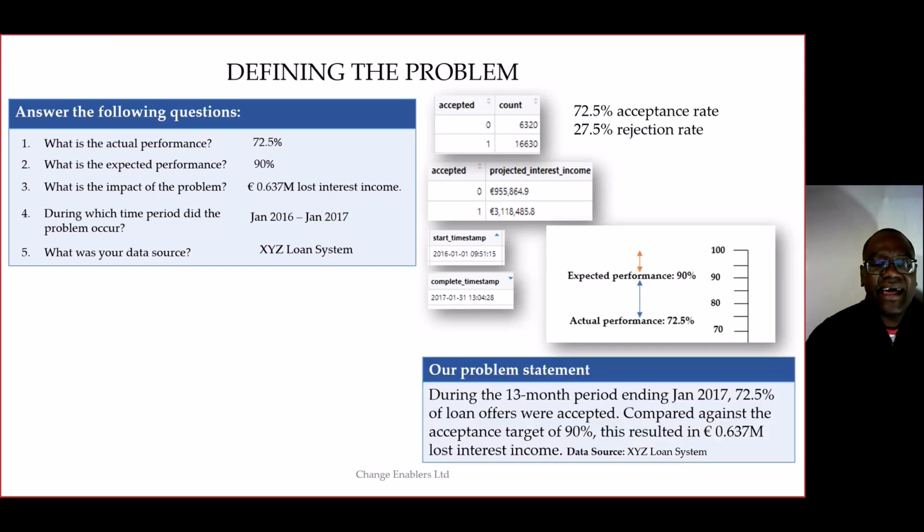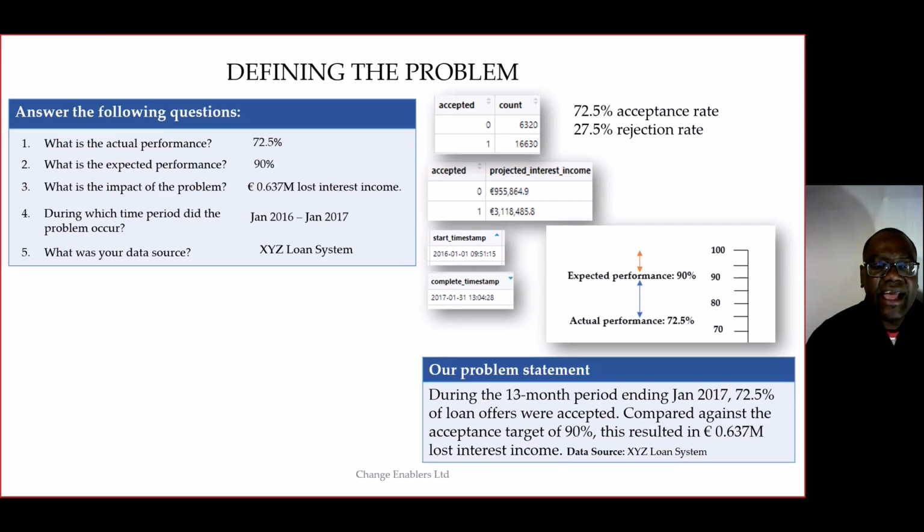So we put this together and we derive this problem statement. During the 13-month period ending in January 2017, 72.5% of loan offers were accepted. Compared against the acceptance target of 90%, this resulted in 637,000 euros lost interest income, and we specify our data source.